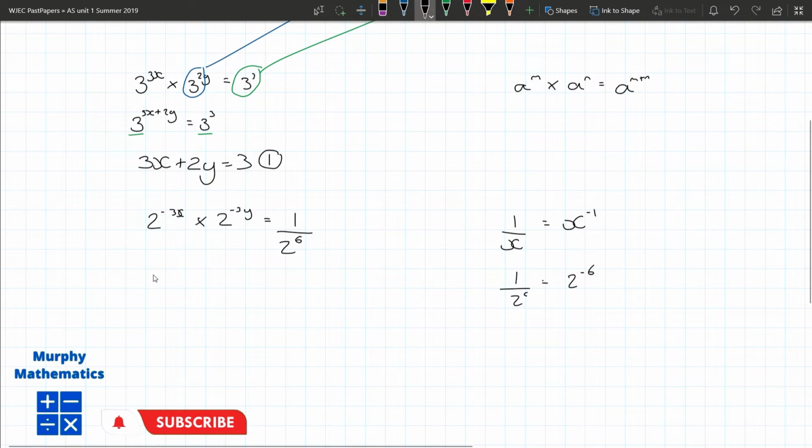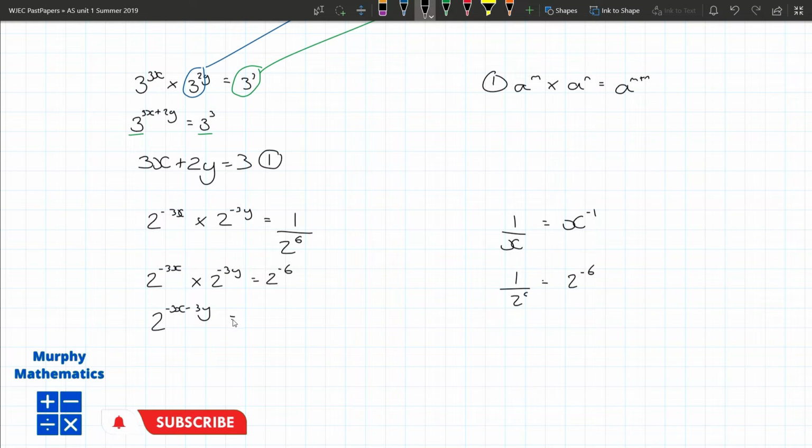Okay, so I can sub that in, so I've got 2 to the power minus 3x times 2 to the minus 3y equals 2 to the minus 6. Then I can sort this left hand side out with my times indices law. So I'm going to have 2 to the power minus 3x minus 3y equals 2 to the power minus 6. Now I can equate my indices: minus 3x minus 3y equals minus 6. We can do this because we've got the same base.